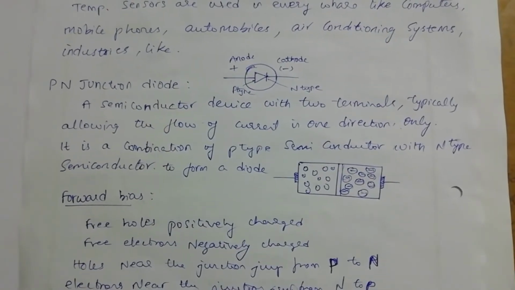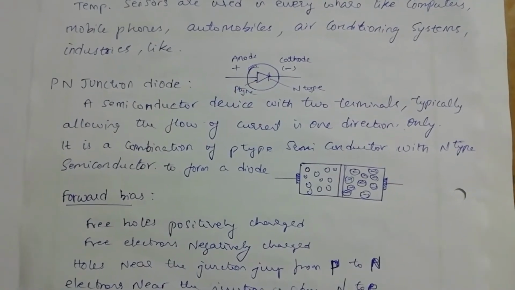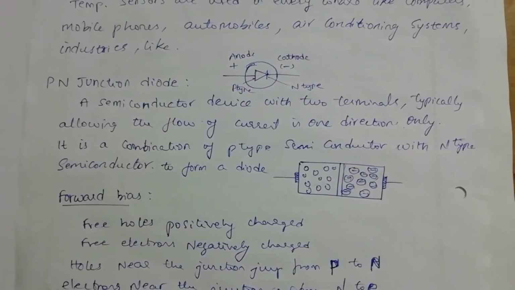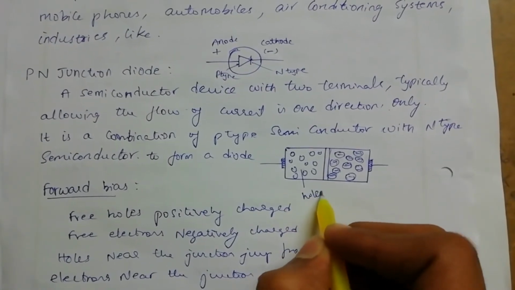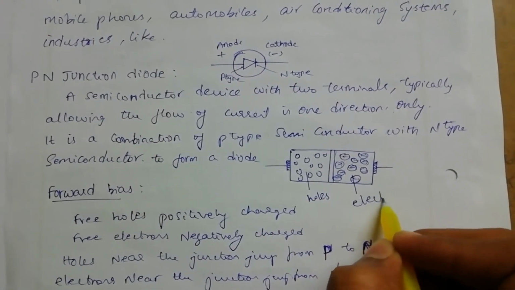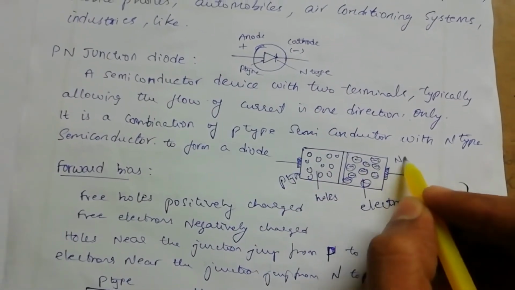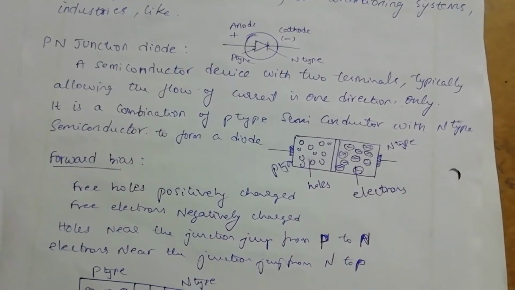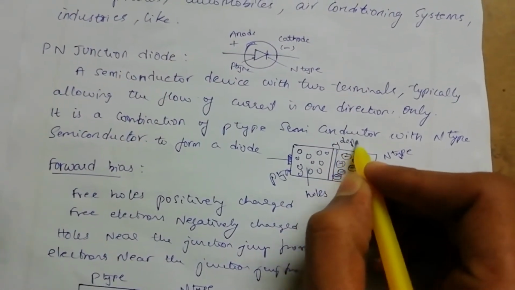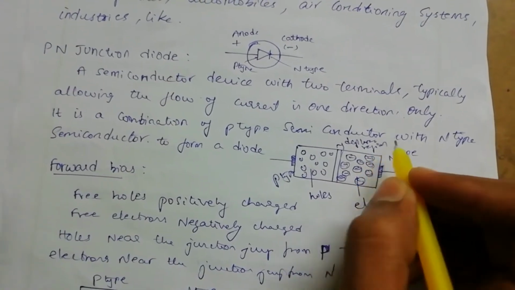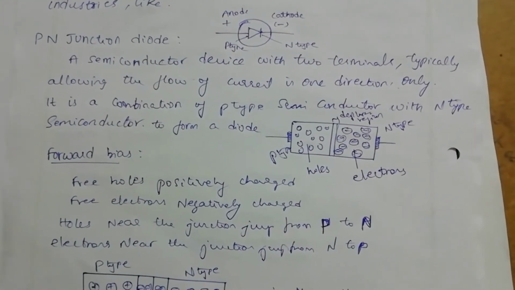Now we see about the PN junction. What is a PN junction? A PN junction is formed by joining two semiconductors, a P-type semiconductor and an N-type semiconductor. The figure shows that on the left side are holes and on the other side electrons. This is P-type and this is N-type. The P-type and N-type form a region called the depletion region. This depletion region separates the P-type and N-type semiconductors.